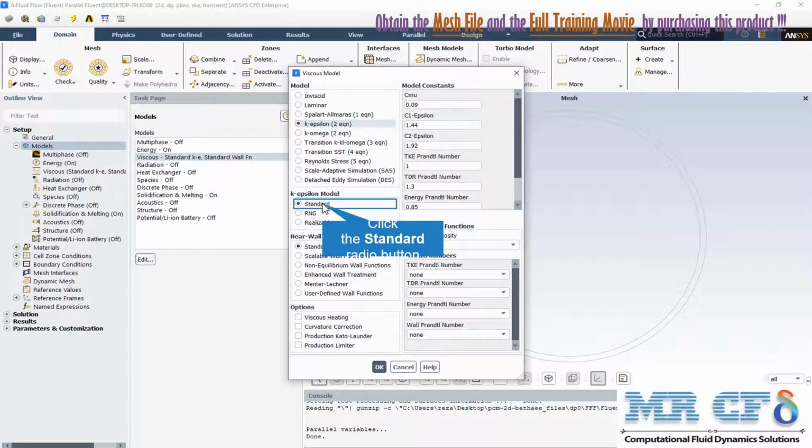The standard K epsilon model is based on model transport equations for the turbulence kinetic energy K and its dissipation rate epsilon. The model transport equation for K is derived from the exact equation, while the model transport equation for epsilon was obtained using physical reasoning in the derivation of the K epsilon model.